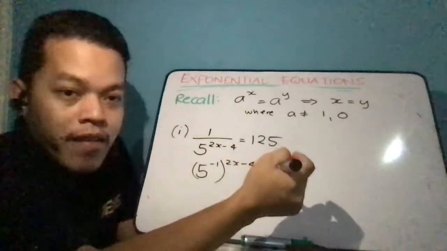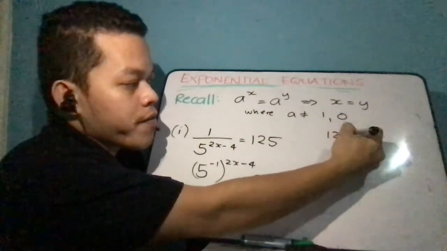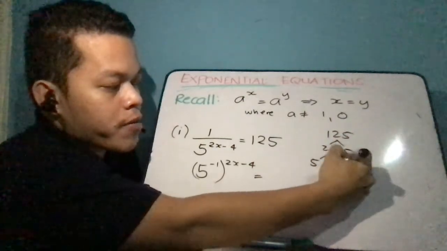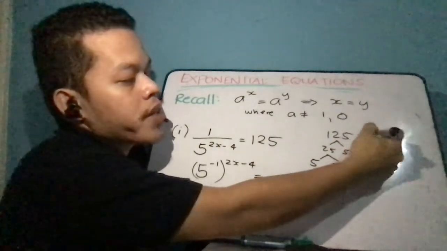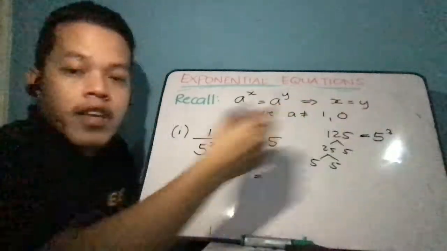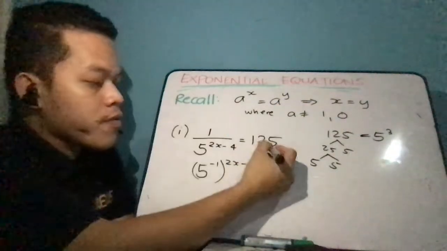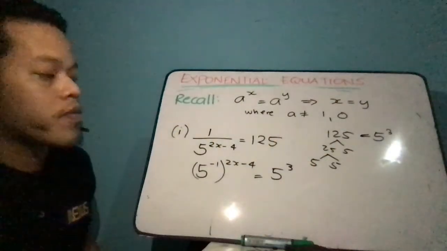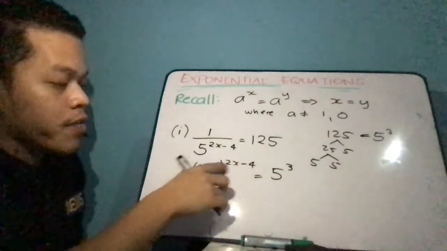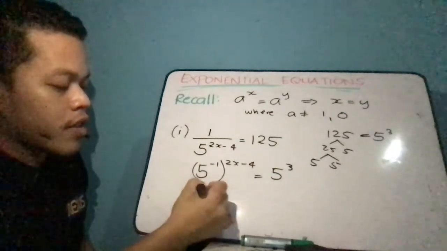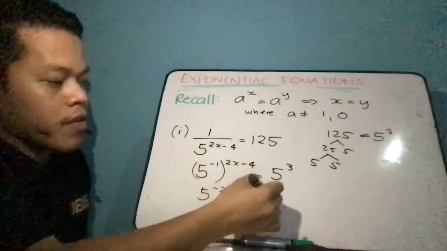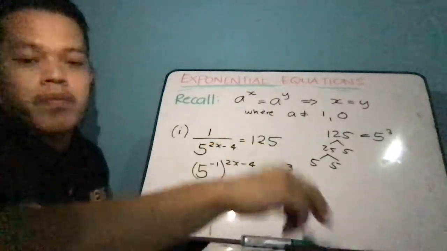Well, 125, we know that 125 is just equal to 25 times 5, and 25 times 5 is 5 times 5 times 5, or basically this is just equal to 5 cubed. So we transform 125 into base 5, which is equal to 5 cubed. As you can see, we can simplify the left side further. That will be 5 to the negative 2x plus 4 equal to 5 cubed.